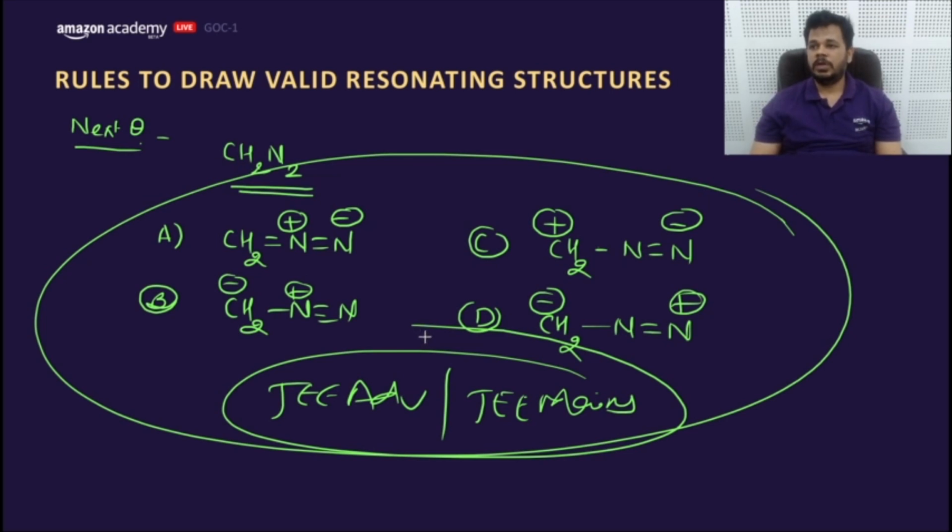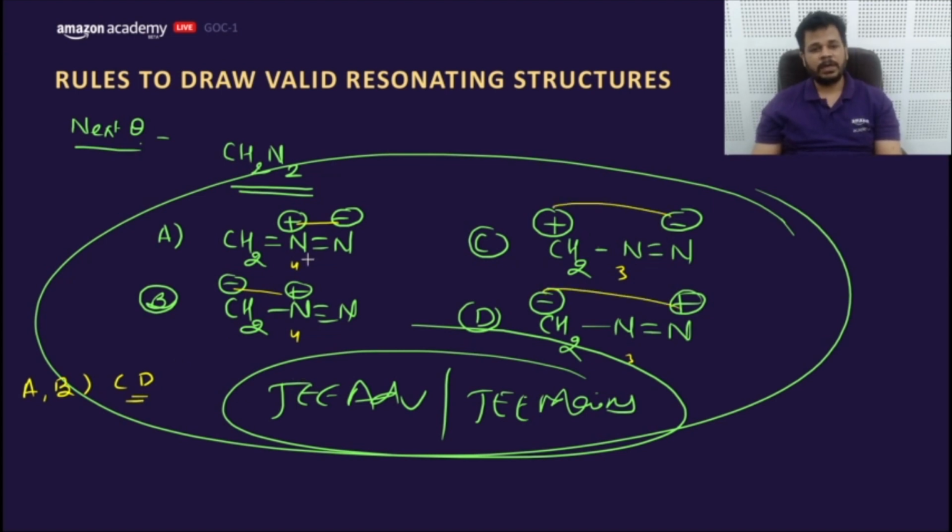Don't jump from rule 1 to rule 4; you can get the wrong answer. First rule first. The first rule says non-polar, polar. All are polar, so leave it. The second says number of bonds. A has 4 bonds, B has 4 bonds, C has 3 bonds, D has 3 bonds. That means A and B are better compared to C and D. This is decided by rule number 2. Then the next says positive and negative should be closer. They have the same distance, so the rule gets struck out.